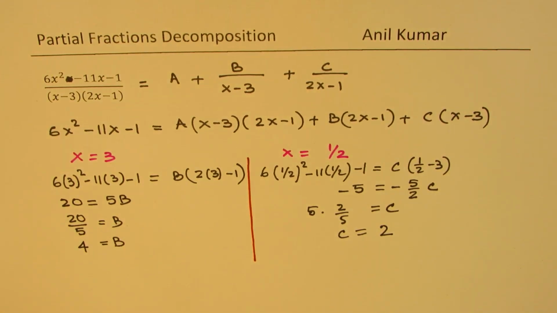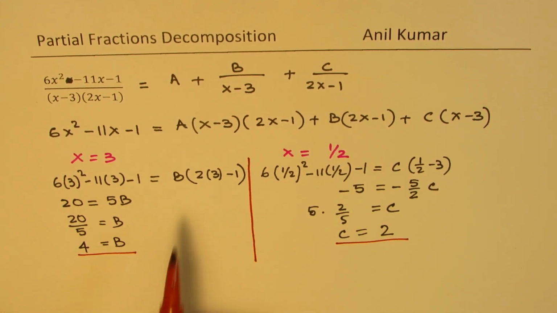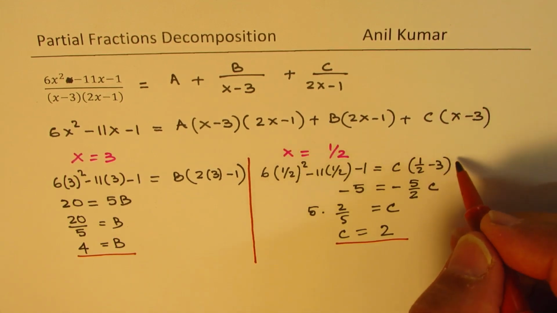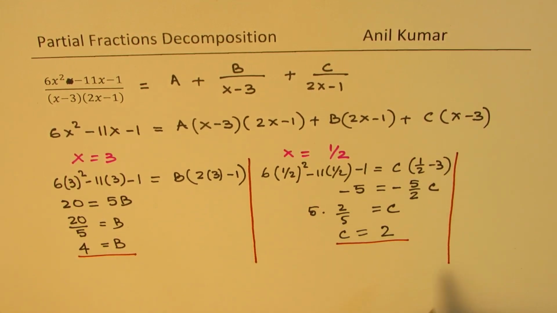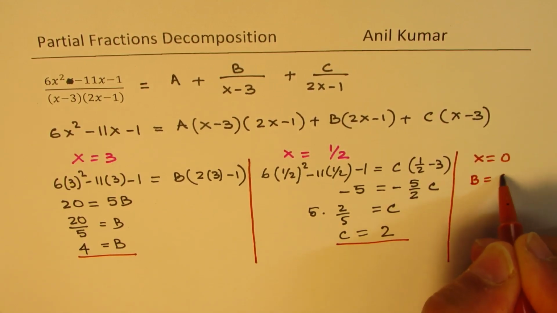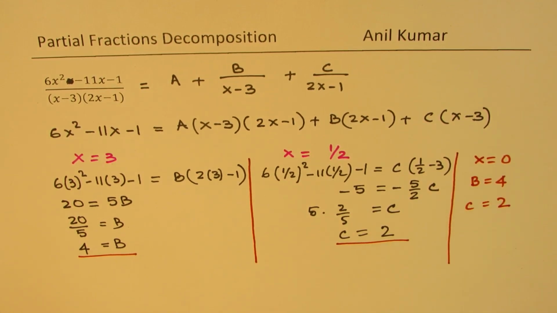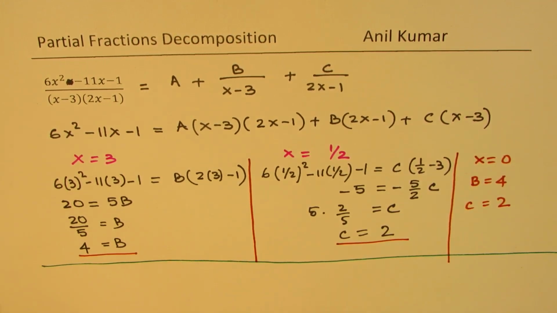Now we have the value for c, and we also have the value for b. We need to find a. So what we can do here is substitute all this along with, let's say, x equals 0, right? So we'll substitute x equals 0. We know b equals 4, and we know c equals 2. So let's do this substitution and write it here at the bottom. We have space.